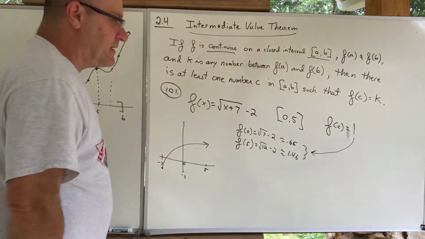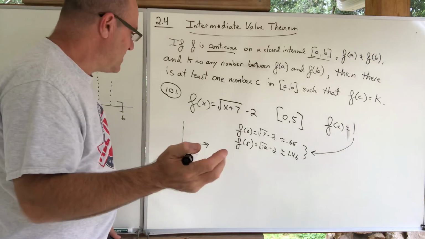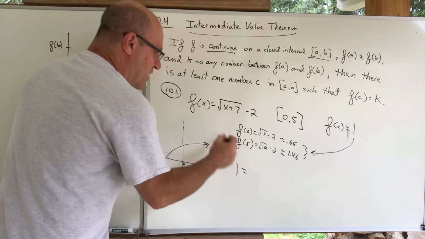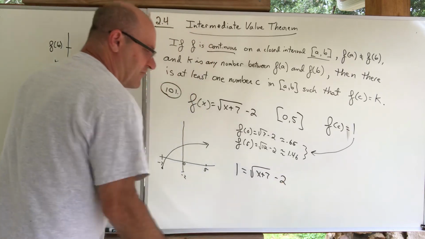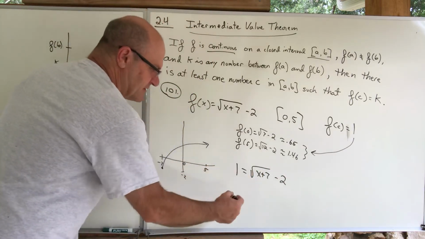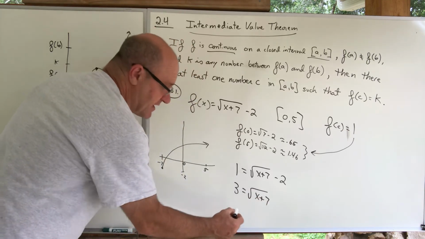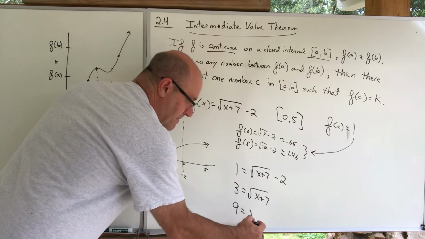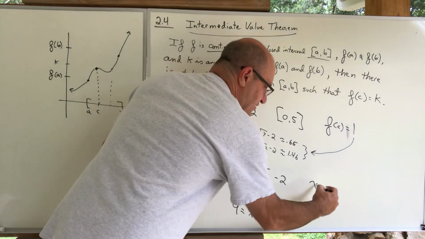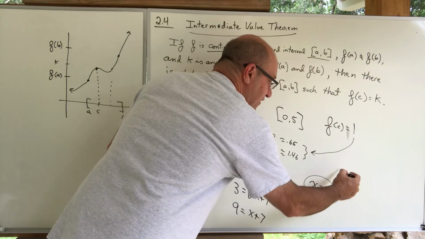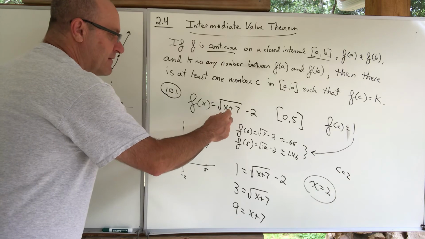Now let's find it. So in other words, find out when this function equals 1. Let's try it. When does this equal 1? When does the function equal 1? So this is algebra, and you solve for x. I'm going to add 2 to this side. I'm going to square both sides. I'm going to subtract 7, and the answer is x equals 2. That's my c value. When c is 2, you plug it into this function and you get a 1.